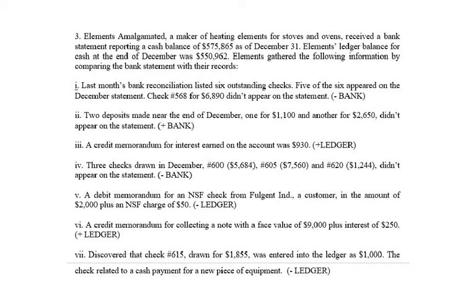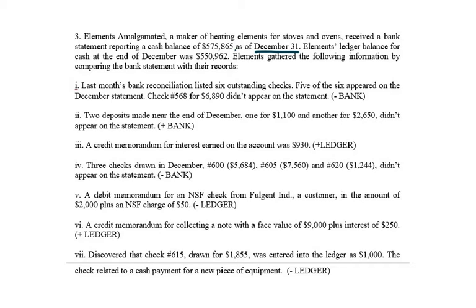We've got Elements Amalgamated, maker of heating elements for stoves and ovens, which receives a bank statement reporting a cash balance of this much. So this is what the bank believes the cash balance is as of the cutoff of December 31st. Now their ending cash balance in December is this much. You don't expect those two to be equal. That would be weird if they were equivalent. Not impossible, but strange.